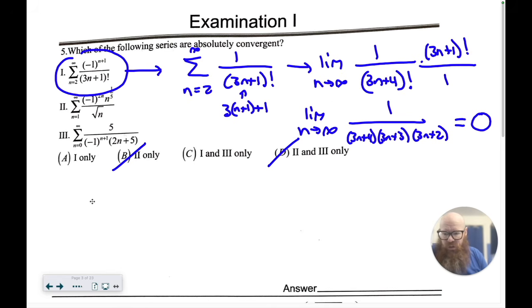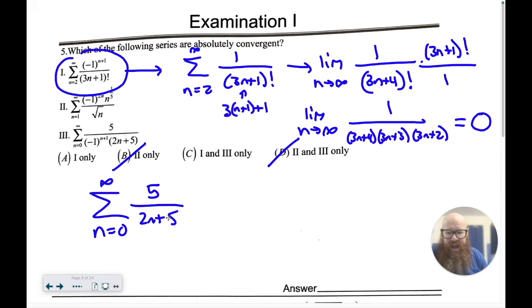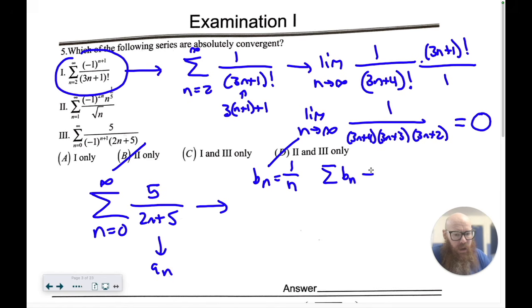So if I jump to 3, I'm doing the series from 0 to infinity of 5 over 2n plus 5, because again I want it to converge absolutely, so I just basically ignore the negative 1. Here I'm going to do the limit comparison test. So I'm going to call this a sub n, and I'm going to call b sub n 1 over n. And know that the summation of b sub n diverges, my bad. This is a harmonic series or a p series with p equal to 1. That clearly diverges.